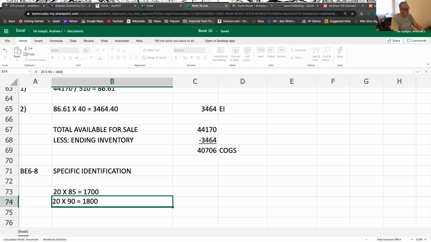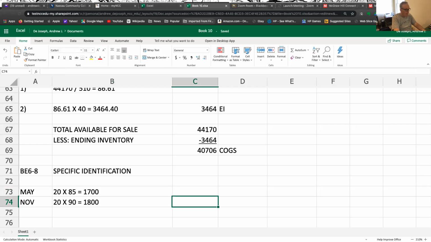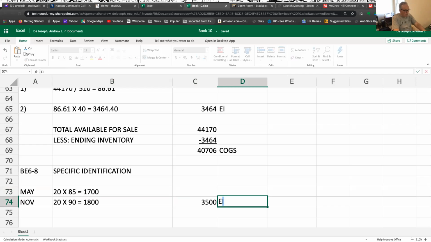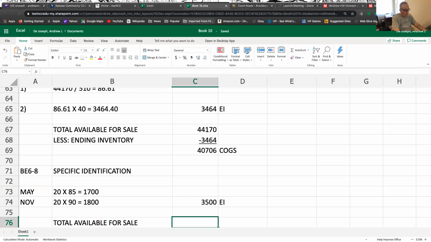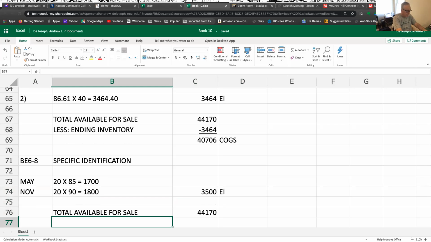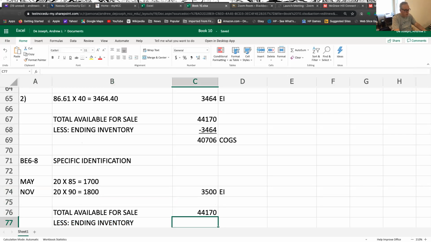What's 1,700 plus 1,800? This was from the May, right? And this was from November, right? So what's 1,800 plus 1,700? It's 3,500. Ending inventory is 3,500. What's cost of goods sold? It's the total available for sale less the ending inventory, which we just calculated to be 3,500.